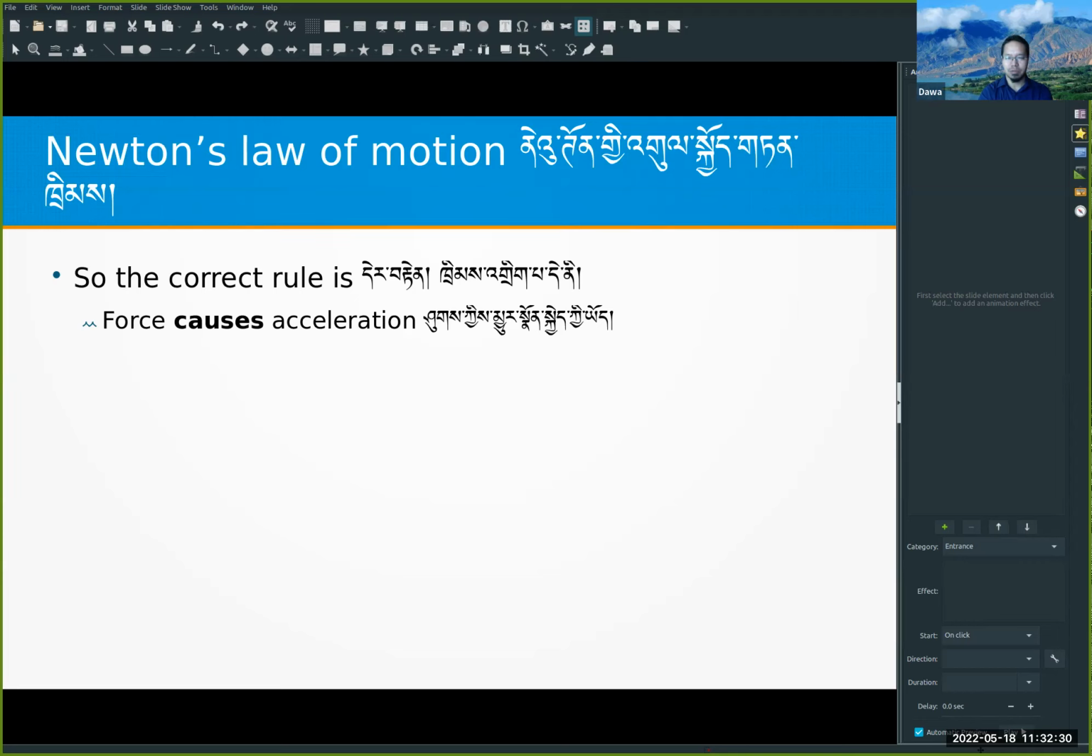But the mass of the object also has to do with the acceleration.